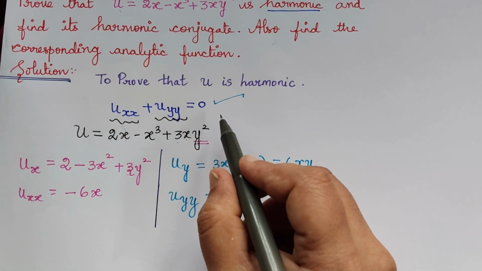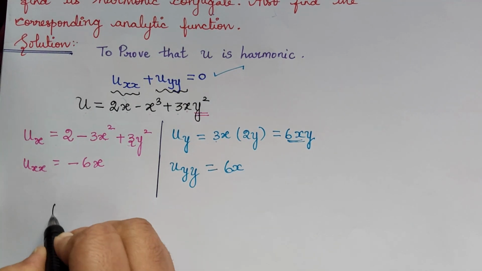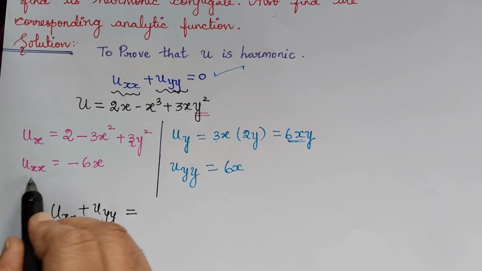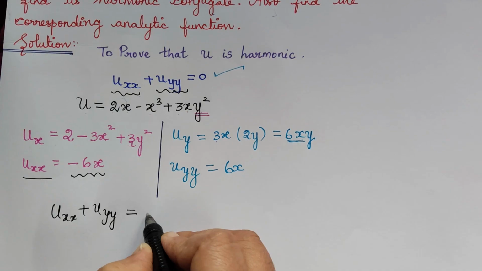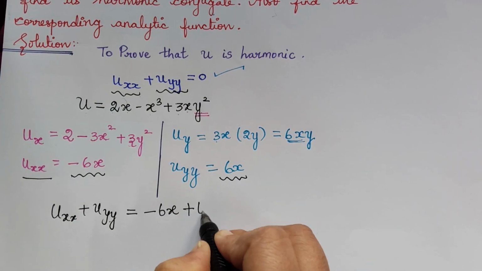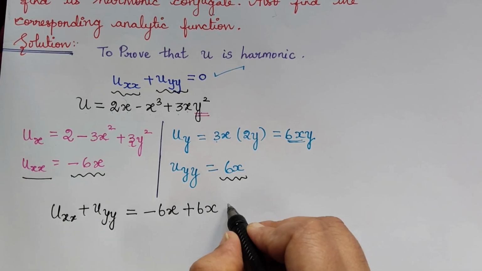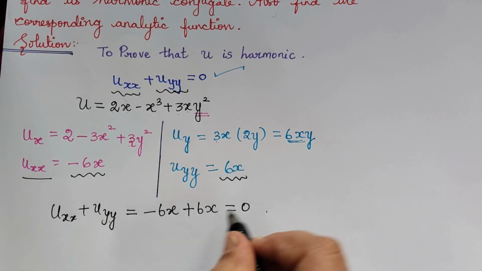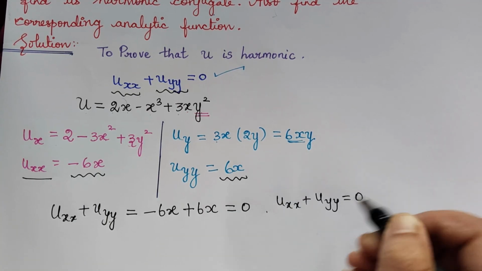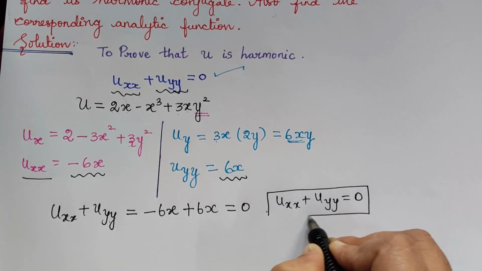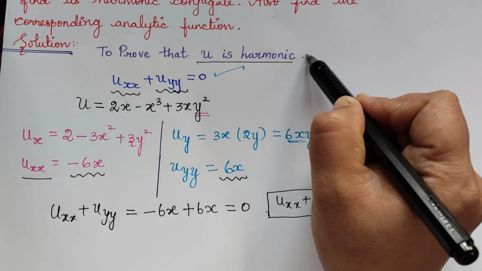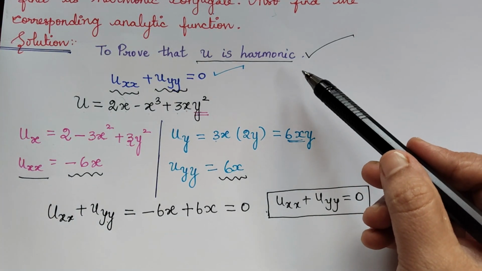Now we shall apply this in the Laplace equation. We see that uxx plus uyy is equal to, what is uxx? Minus 6x. And what is uyy? It is plus 6x. So minus 6x plus 6x renders 0. Therefore we get uxx plus uyy equal to 0, and hence the given function u has satisfied the Laplace equation, and therefore u is harmonic. So the first part is over.